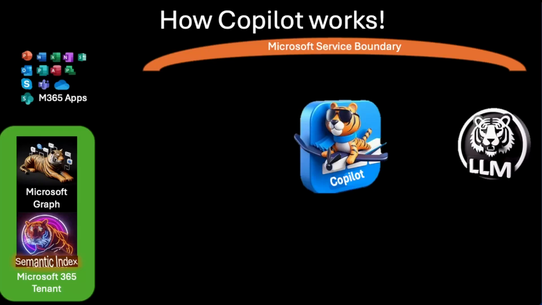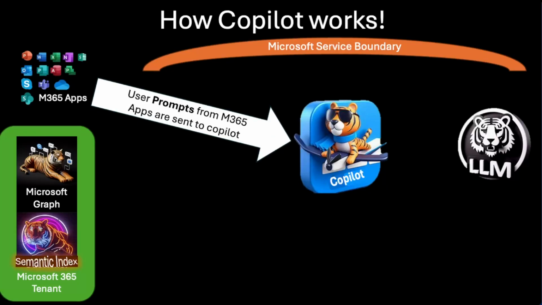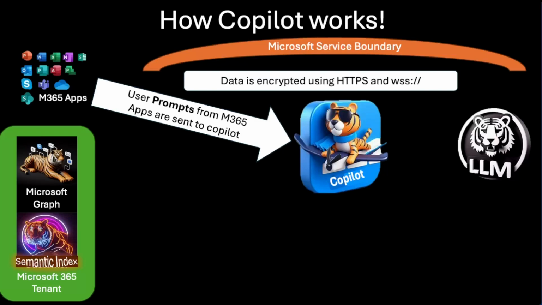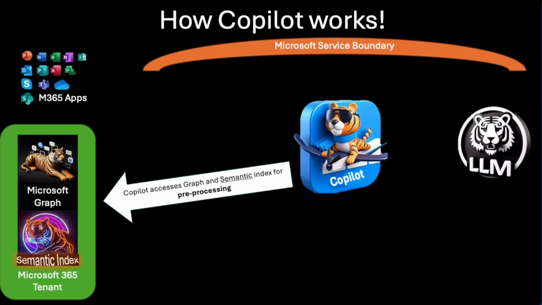Let's talk about how Copilot works. We've talked about the M365 apps, the Microsoft Graph, and the Semantic Index. Both of those live in the Microsoft 365 tenant. I've touched on LLMs, and now let's see how Copilot orchestrates this whole thing together. First, a user sends a prompt from an M365 app to Copilot, for example, show me all the emails from my manager. This is encrypted with HTTPS and URIs. Copilot then accesses the Graph and the Semantic Index for pre-processing.